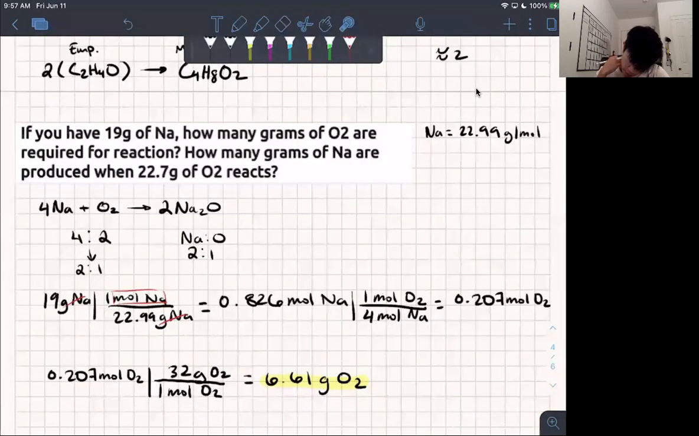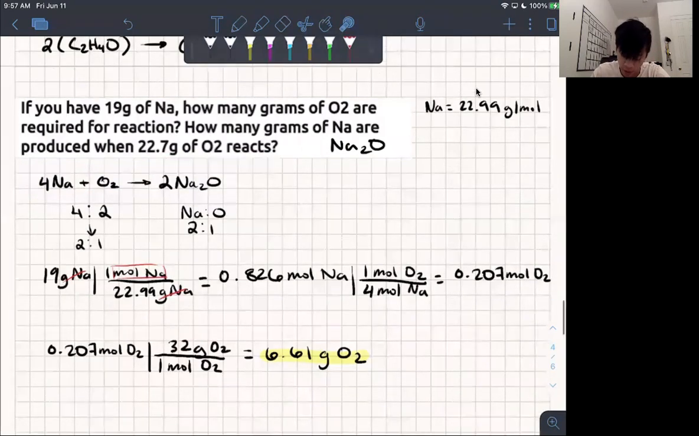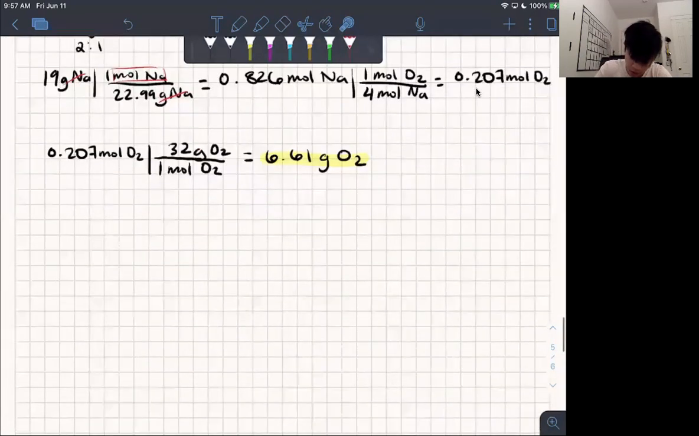So the language of this is a little tricky because sodium itself isn't actually produced. Sodium is yet another reactant. In case this was mistyped and they meant sodium oxide, then we'll do both scenarios. So first, let's assume: how many grams of sodium are necessary, not produced, when 22.7 grams of oxygen gas react.